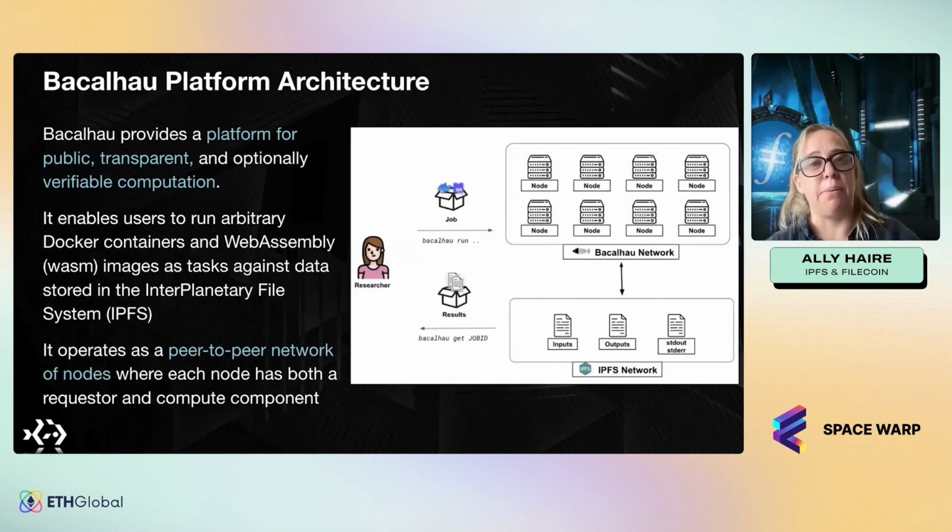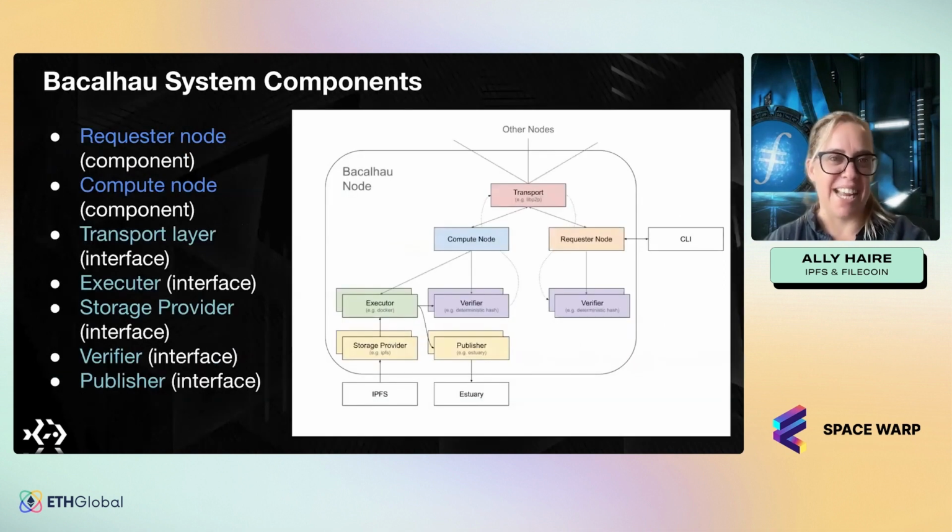So Bacalhau is a peer-to-peer network of nodes that enables users to run Docker containers or WebAssembly images as tasks against data that is stored in IPFS. And this provides that platform for public and transparent and optionally verifiable computation as well, which is known as compute over data, or COD, which, fun fact, is where Bacalhau's name comes from. Bacalhau is Portuguese for cod. So there you go. That's how it gets its name.